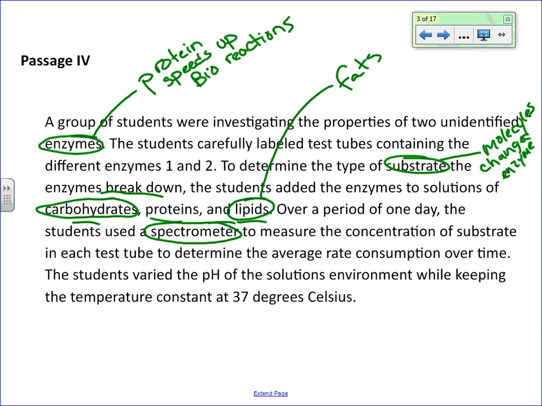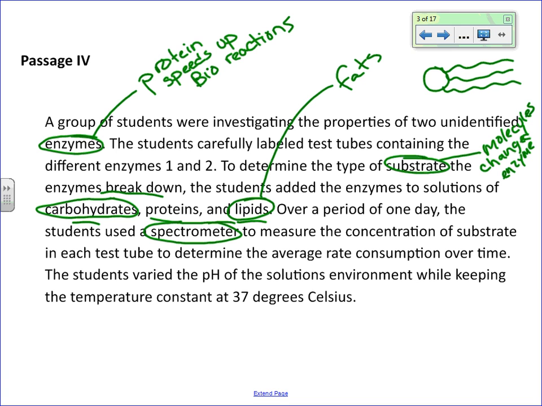All right, lipids are molecules that have funny looking heads on them like this and 3 tails, or sometimes 2 tails, depending. They kind of look like weird squid. Good. Okay. Last but not least, a spectrometer.